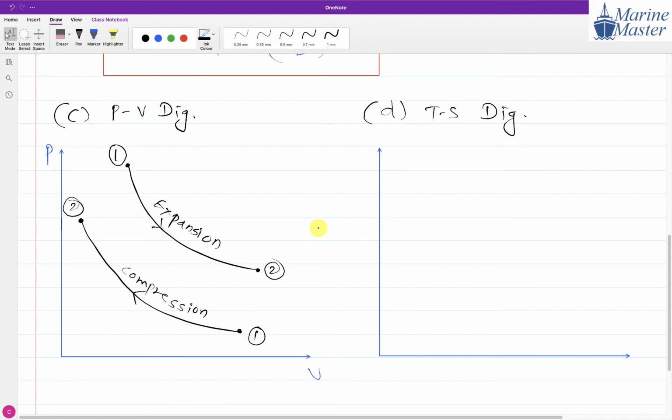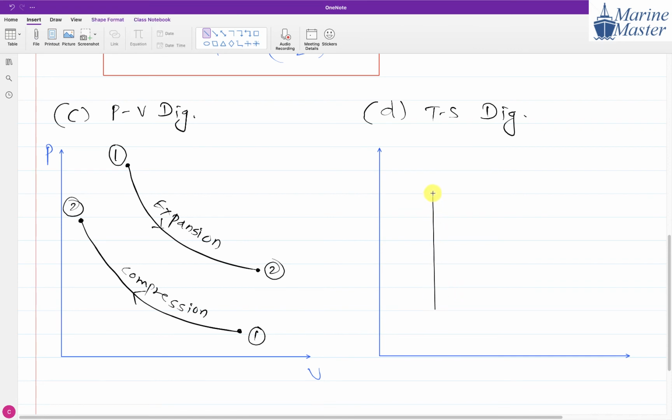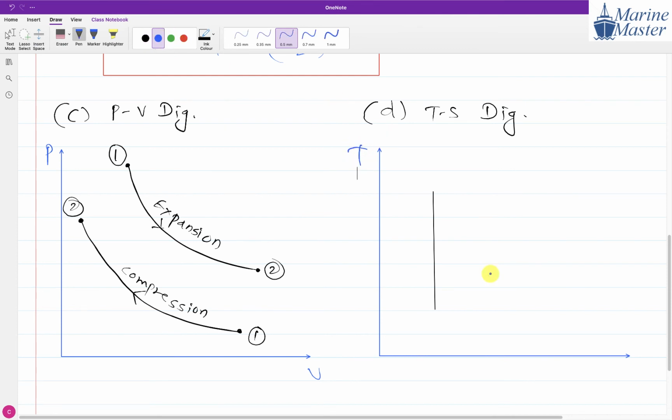Horizontal line, vertical line, or curve? It will be a vertical line. And why a vertical line? Because entropy is constant. Entropy constant means it stays constant here, so it must be a vertical line.